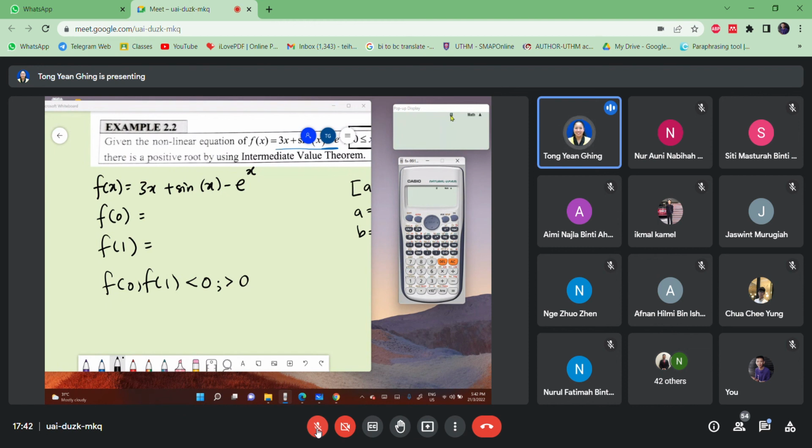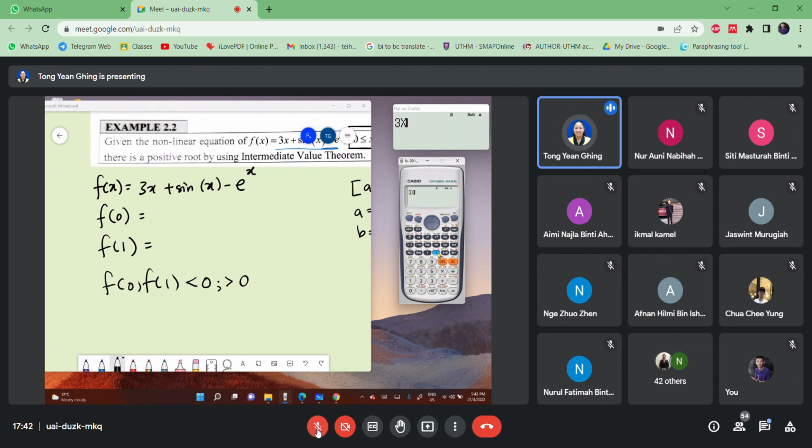Now it's already in radian mode. Key in the formula 3x. Press x, then press alpha. You have to press alpha, and if you look at your calculator, there is a small x in red color.